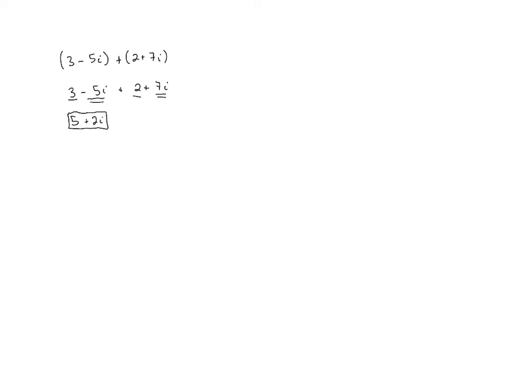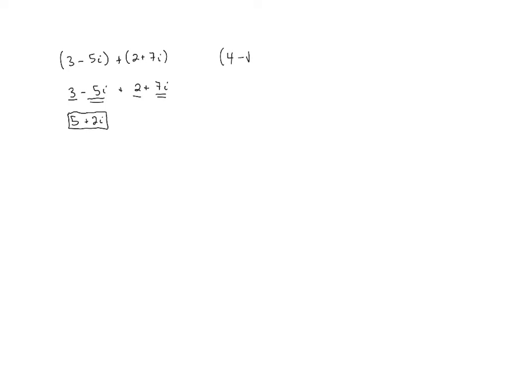We can almost treat the i as a variable. I want to be clear that it's not a variable. It represents a very particular number, the square root of negative 1. However, when we are adding and subtracting complex numbers, it works very similarly to how a variable would as far as like terms go. So that is an addition problem. Let's take a look at a subtraction problem.